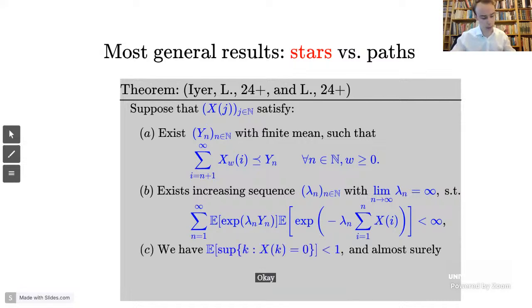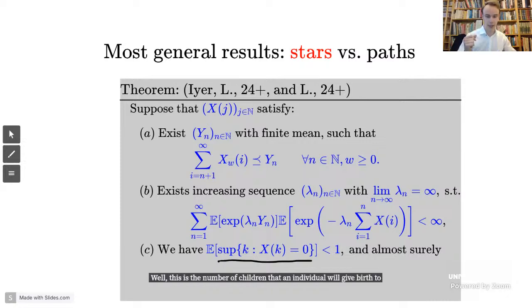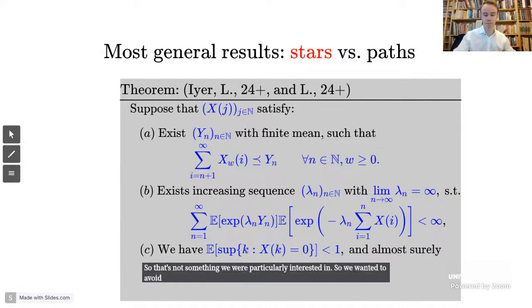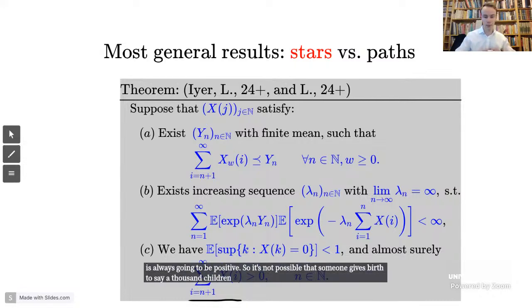Okay, and finally, some technical conditions that we use to rule out some trivial cases. So first, we want this expected value to be smaller than 1. What does that mean? Well, this is the number of children that an individual will give birth to instantaneously. So this individual is born, and then in time 0, it will immediately also produce children. Well, we don't want this to be too large, because, for example, if this mean would be larger than 1 instead, then with positive probability, an infinitely large branching process just appears instantaneously at time 0. That's not something we were particularly interested in, so we wanted to avoid this from happening. And also we wanted the following to be true. No matter how many children someone has produced, the remaining time until explosion is always going to be positive. So it's not possible that someone gives birth to, say, 1,000 children and then instantaneously produces an infinite number of children.